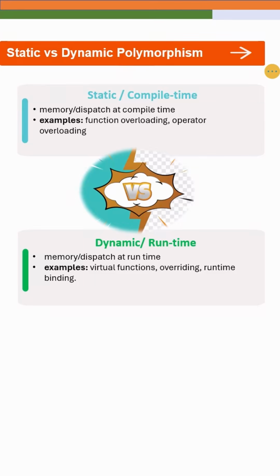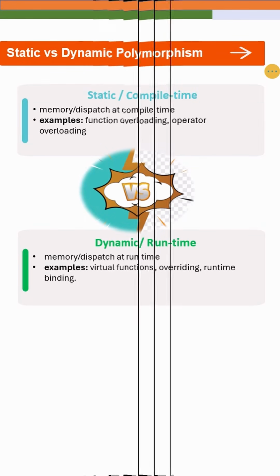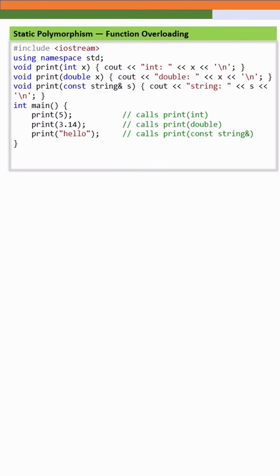So let's stop here and see the difference between static and dynamic polymorphism. Number one is function overloading. Function overloading means multiple functions with the same name but different parameters, types or count. The compiler decides which function to call based on arguments. So this is also called compile time polymorphism.